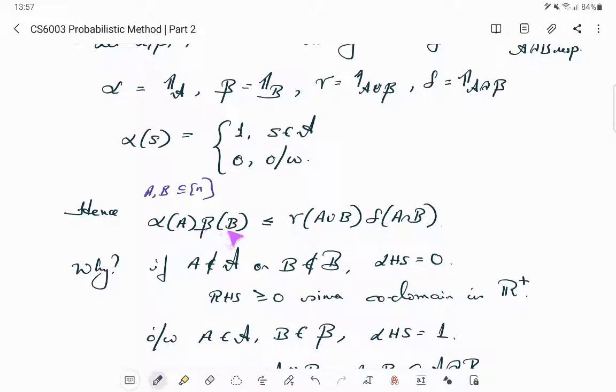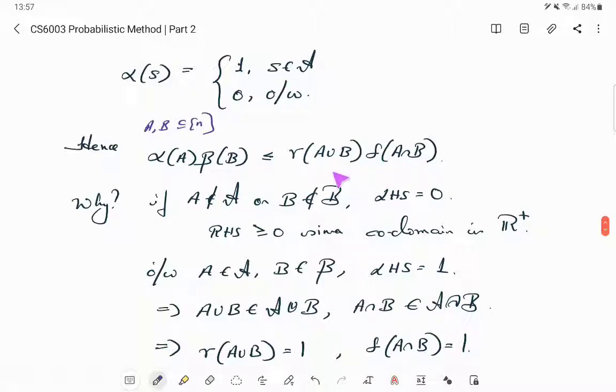If both of them are in the family, then the left hand side is 1 times 1, which is 1. Which means the right hand side also has to be 1, because it's a characteristic function. The product can only be 0 or 1. Though the theorem applies to any positive or non-negative real valued functions, since we are picking characteristic functions, that's the only possibility. But that's easily ensured, because by definition of the pairwise union, if A is from script A and B is from script B, then A union B is a member of the pairwise union of script A and script B.